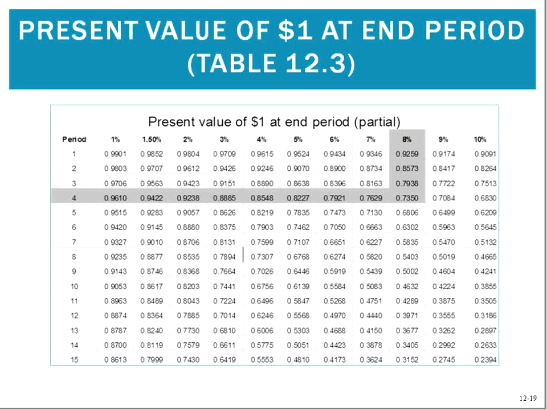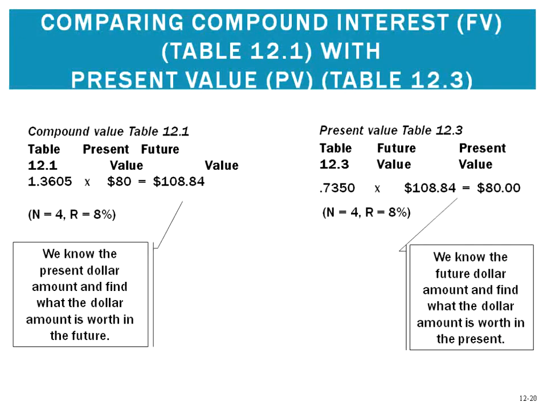So we know that it's going to be 4 periods at 8%. So the table factor is 0.7350. Okay? If you go down the 8 and go across the 4 periods, you'll see 0.7350. So now we get that table factor and we multiply it to our dollar value, and we will find out what our present value is.